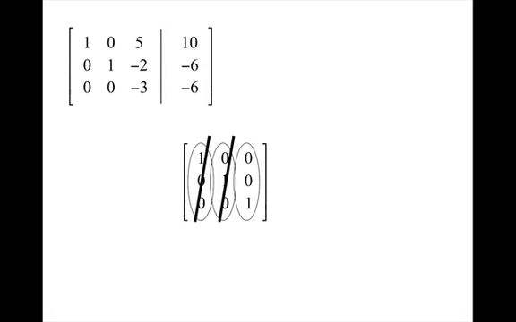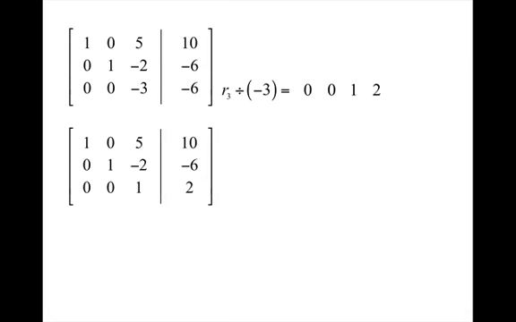So to get a 1, I'm going to divide row 3 by a -3. Well, if I divide row 3 by a -3, I get 0, 0, 1, 2. This is going to replace my row 3. Rows 1 and 2 are going to stay the same. So now that I have the 1 in place, I want the 5 and the -2 to become zeros. Let's start with the 5.